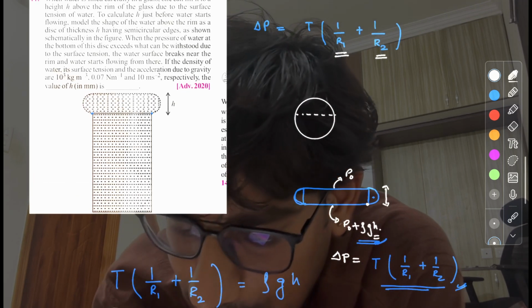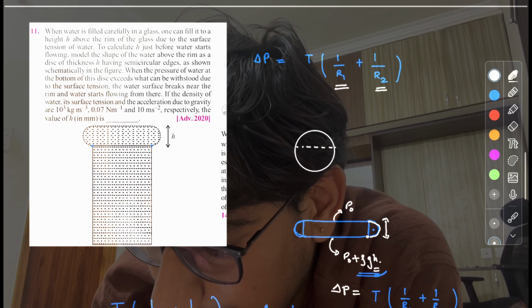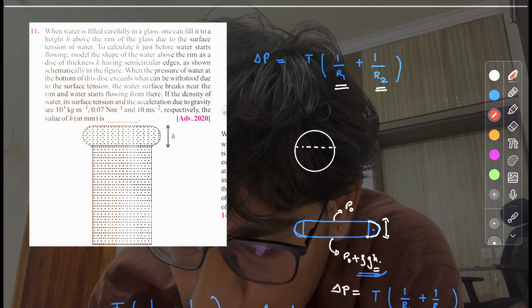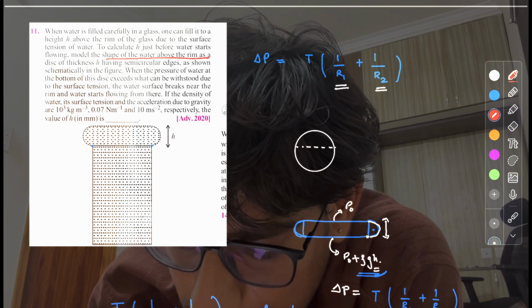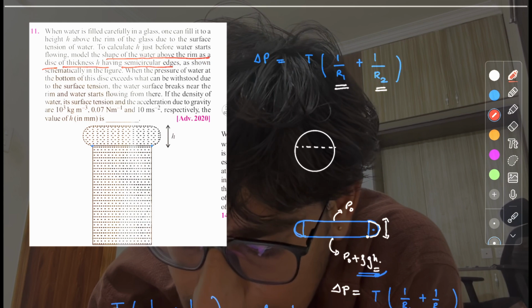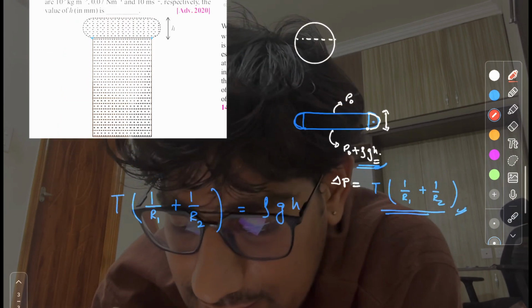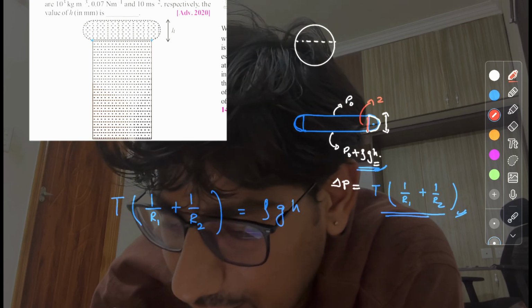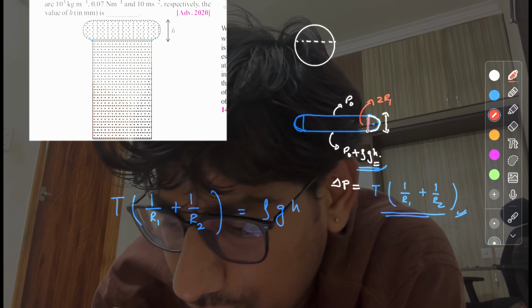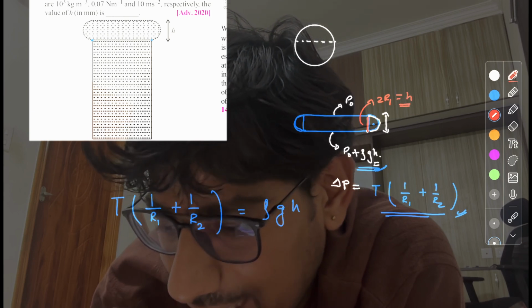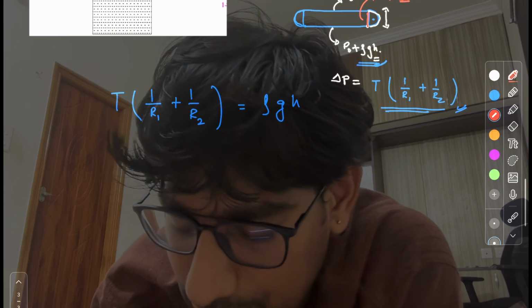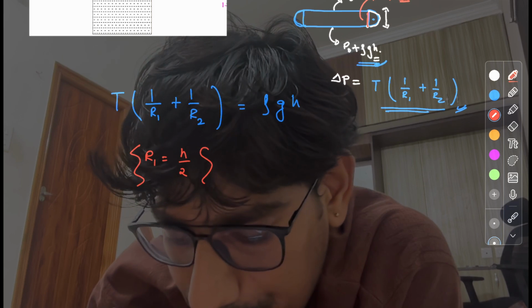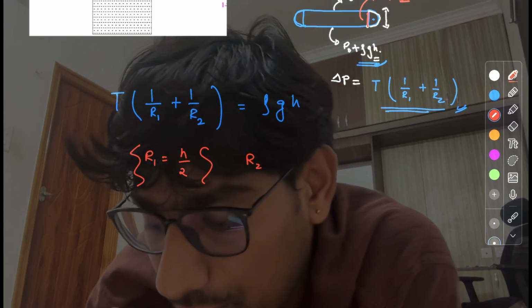For this radius of curvature R1, they have said that we need to take the shape of water above the rim as a thickness of edge having semicircular edges. So we need to take it as a semicircle. This diameter becomes 2R1 and the diameter is equal to the h height. So R1 becomes h by 2. We got R1: R1 is h by 2. Alright, what about R2?